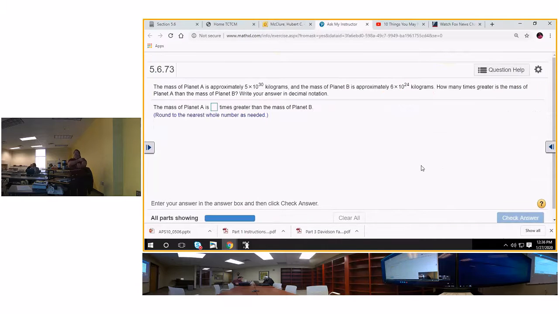The mass of planet A is approximately 5 times 10 to the 30th kilograms, and the mass of planet B is a smaller number. How many times greater is the mass of planet A than the mass of planet B?